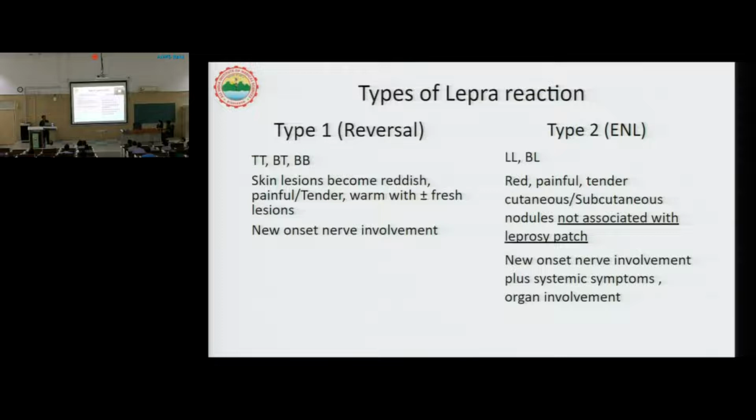Type 1 reaction is usually seen in borderline spectrum leprosy. Here the previously existing skin lesions and thickened nerves become inflamed and tender. There might be new onset nerve involvement also in this reaction. In type 2 or erythema nodosum leprosum, new red, painful, tender, cutaneous or subcutaneous nodules can be seen, and new onset nerve involvement with systemic involvement like fever and other symptoms can be seen.